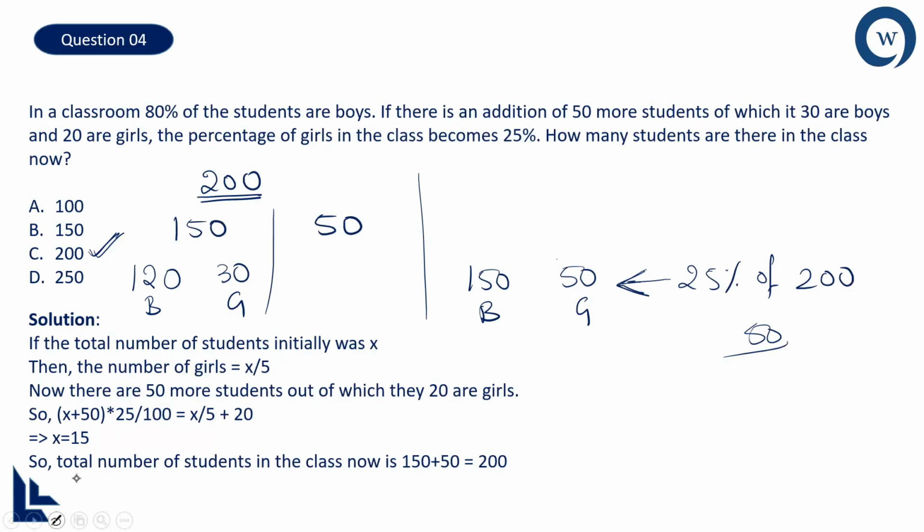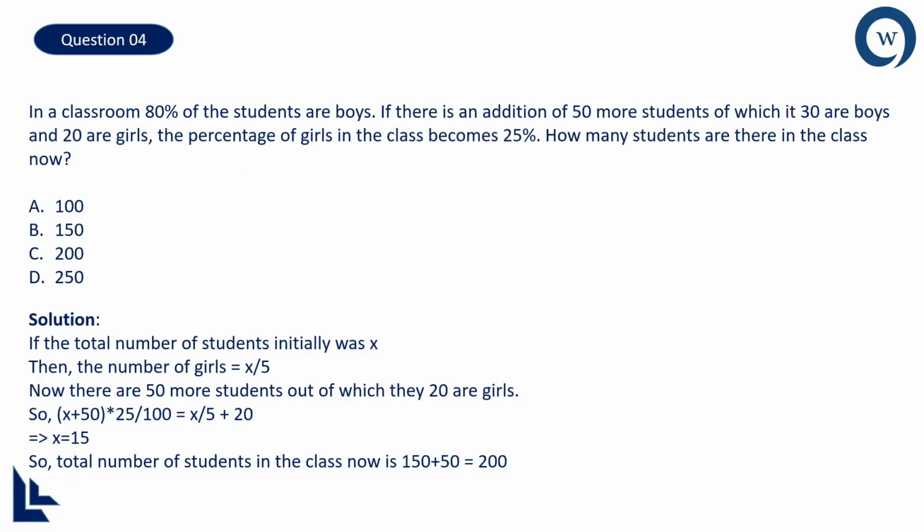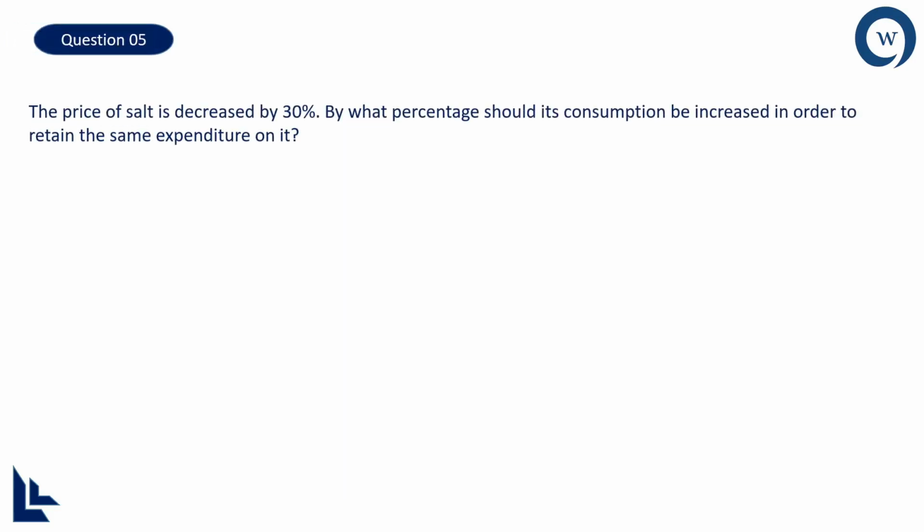But in order to do this quickly, your percentage concept or percentage basics have to be extremely good. Having said that, I'll move on to the last problem from this percentage set. This is one of the very prominent questions that you are most likely to get in the upcoming exam. The price of salt is decreased by 30%. By what percentage should its consumption be increased in order to retain the same expenditure on it?